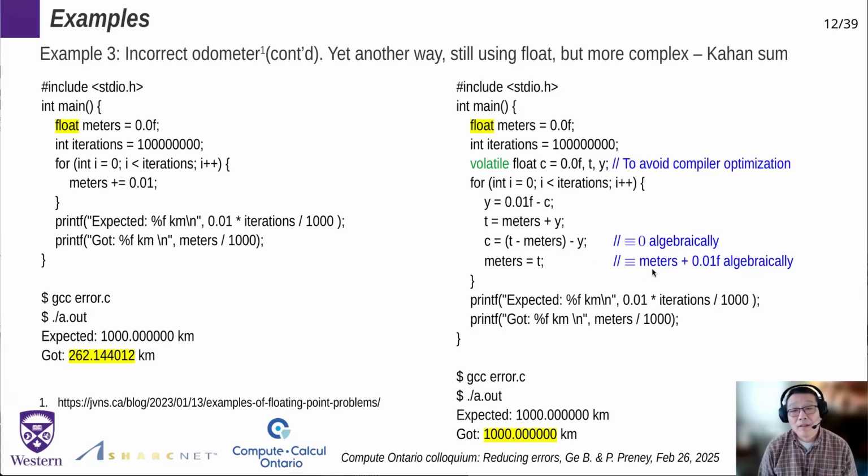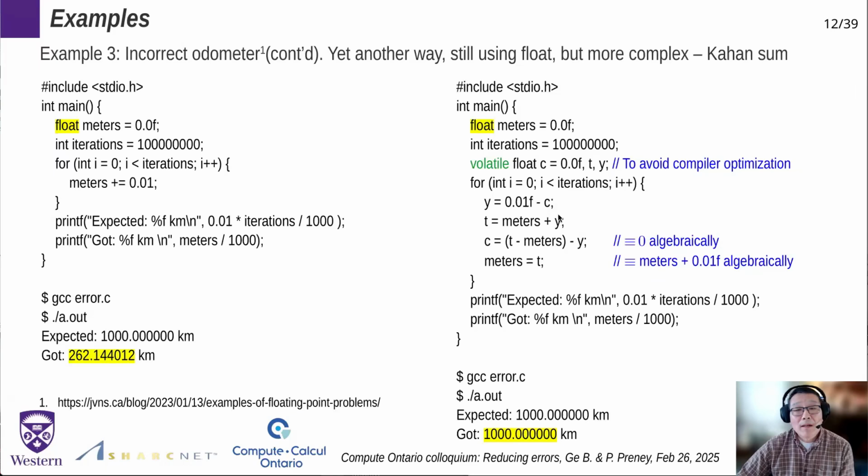Now, there's no fancy math here, but if you look at this carefully, you will see, oh, wait a minute, this c is 0, isn't it, algebraically? Because c is t minus sum minus y, and t is sum plus y. So it turns out, if you do the math, c is 0. So when we say sum is equal to t, on the right-hand side we have sum plus 0 plus y, which is exactly the same as the left.